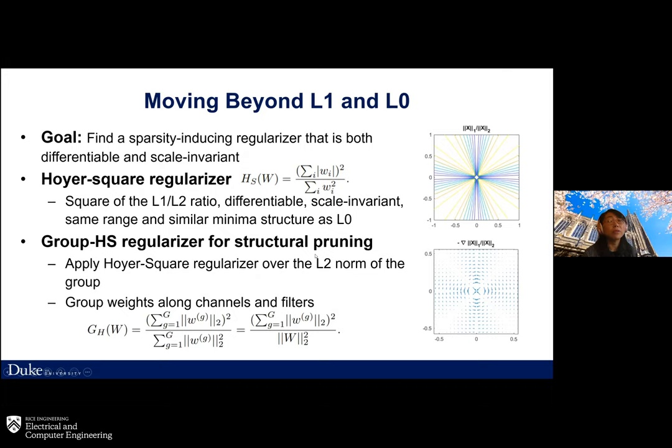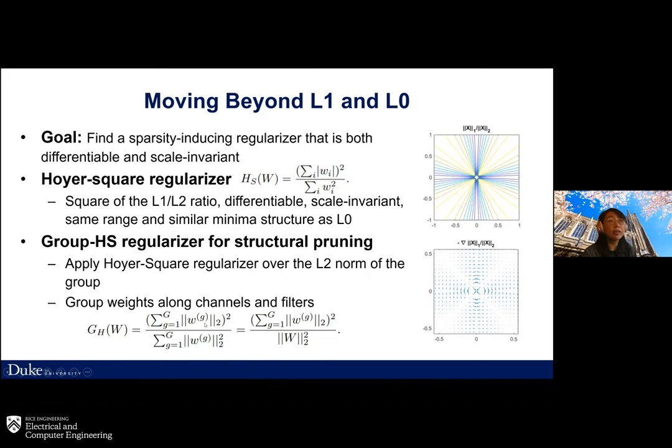For example, for CNNs or convolutional layers, we tend to prune entire channels or entire filters instead of randomly pruning certain weights during the convolution operations. In order to achieve such structured pruning, we can group Hoyer-square regularizers all together. The equation here indicates that we apply the idea of group lasso. Here, we define the groups of the weights.